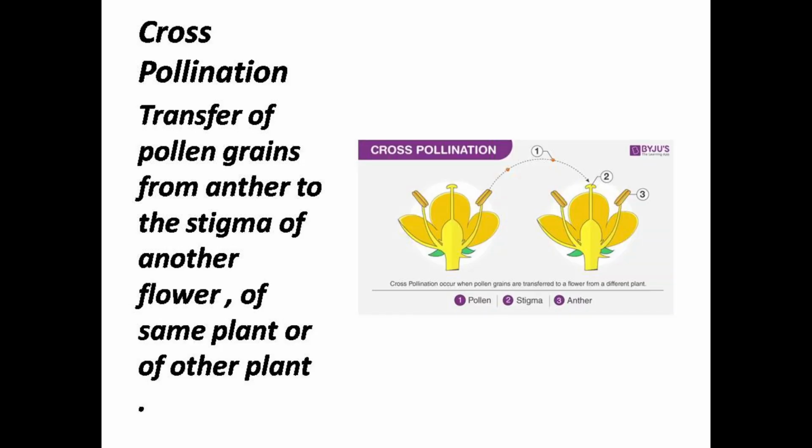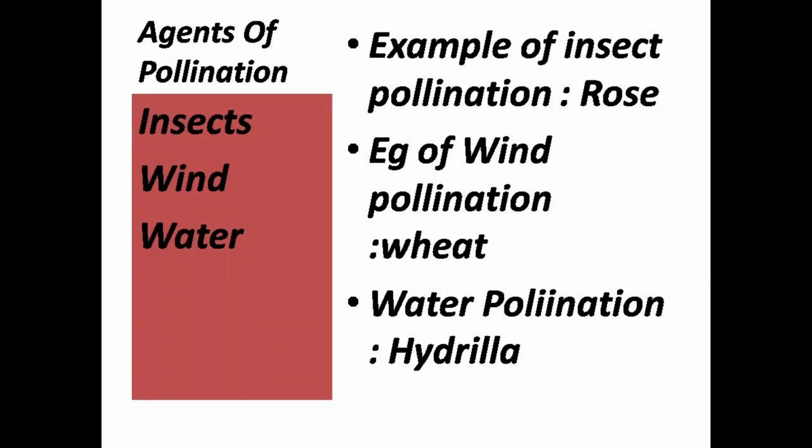When pollen grains are transferred from the anther of a flower of one plant to the stigma of a flower of another plant of the same kind, it is called cross-pollination. An example for this is sunflower and rose. Some external agents are always needed to transfer pollen grains in case of cross-pollination. Agents of pollination are insects, wind, and water.